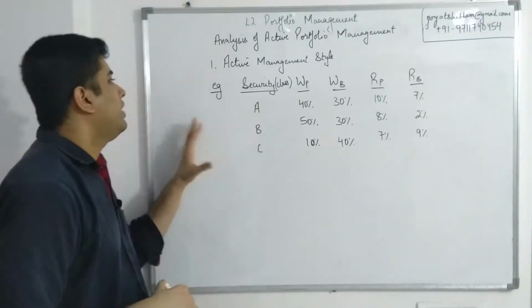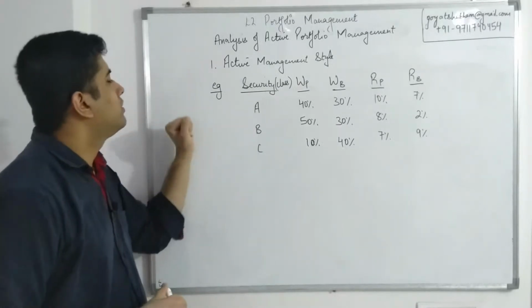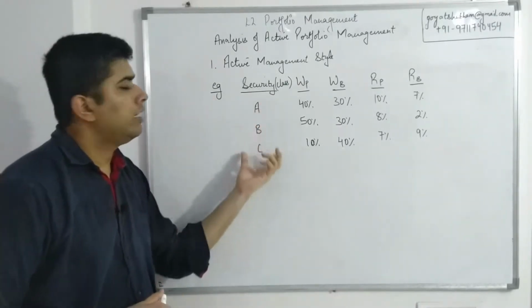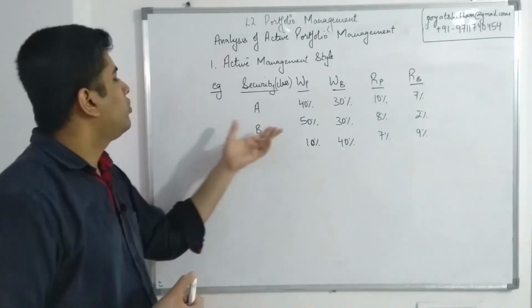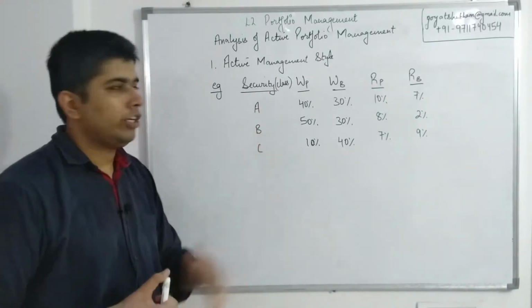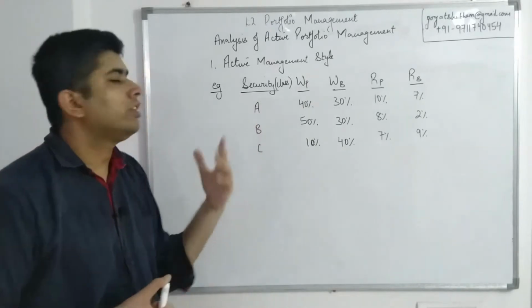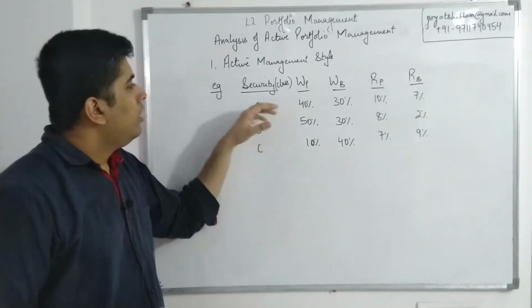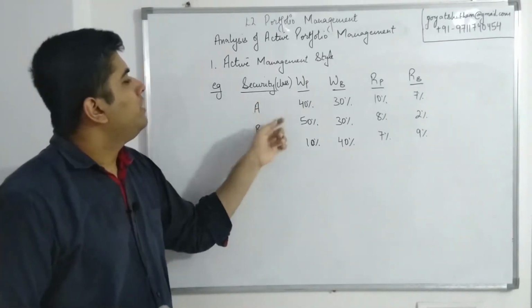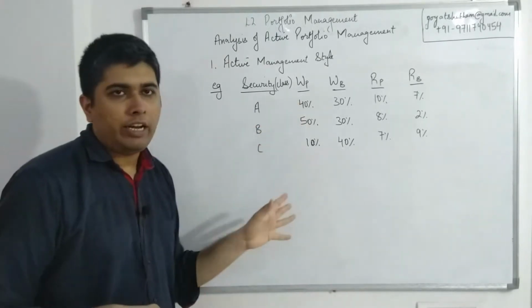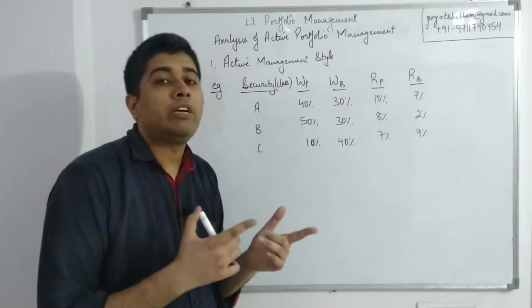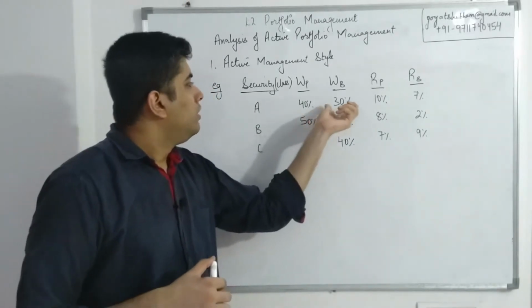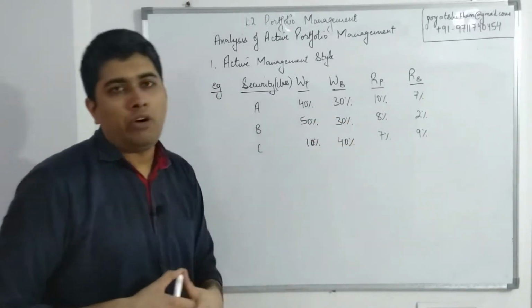So here I have an example up on the board. These are different security classes. In your portfolio, think of this as your portfolio. You have decided to invest in three different sectors of the economy. You can think of them as sectors or security classes. In your portfolio, the weightage of these is 40%, 50%, and 10%, whereas on the benchmark against which you will be comparing your performance, the weightage is 30, 30, and 40.